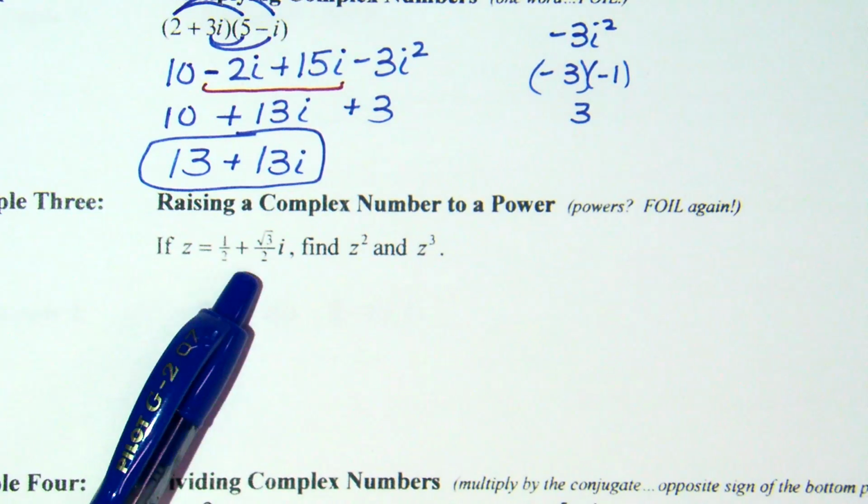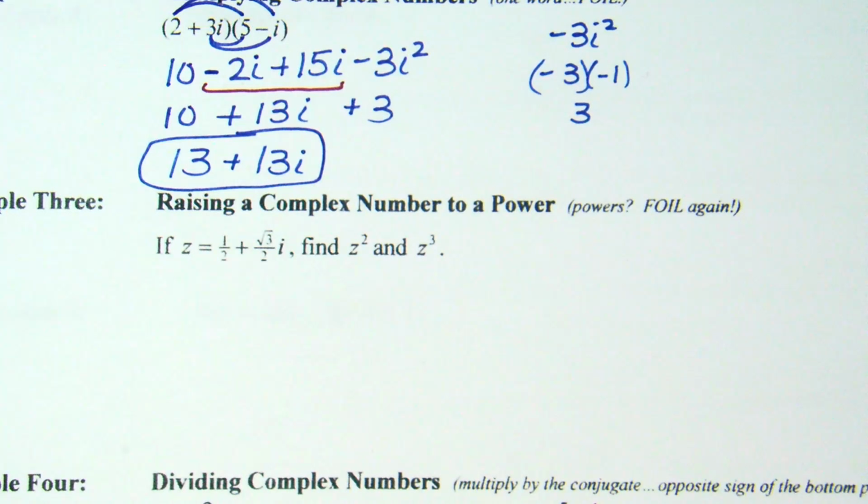Okay, so we're going to square this, right? What is z? Okay, so yeah, z is this binomial. What happens when you square a binomial? Just like earlier when we did binomial times binomial, we're going to have to FOIL.